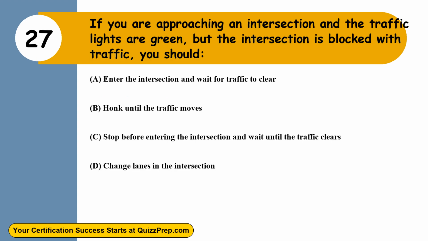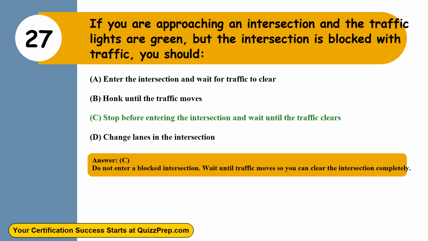Question 27. If you are approaching an intersection and the traffic lights are green, but the intersection is blocked with traffic, you should: Option A. Enter the intersection and wait for traffic to clear. Option B. Honk until the traffic moves. Option C. Stop before entering the intersection and wait until the traffic clears. Option D. Change lanes in the intersection. The correct answer is option C, stop before entering the intersection and wait until the traffic clears. Do not enter a blocked intersection. Wait until traffic moves so you can clear the intersection completely.